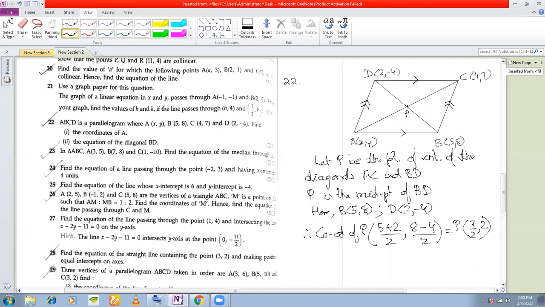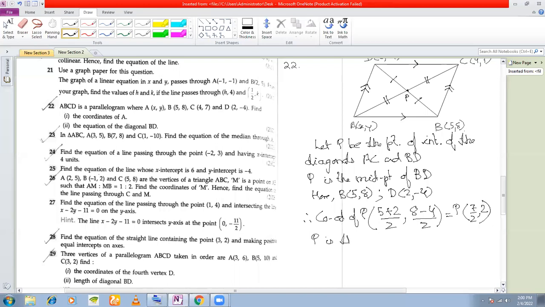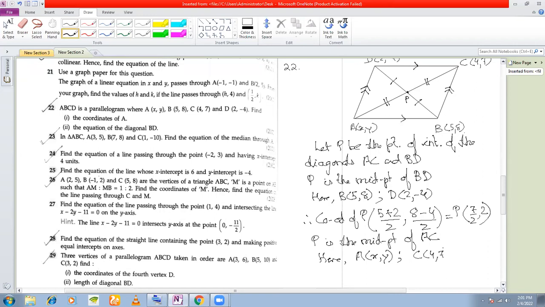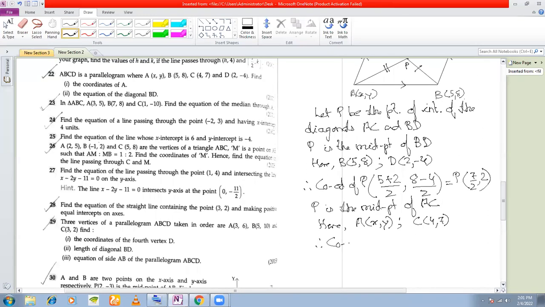Now, P is the midpoint of BD. Also, because the diagonals bisect each other, P is also the midpoint of AC, right? So AP must be equal to PC. So P is the midpoint of AC. And what are the coordinates of A and C? Here A is x, y and C is 4, 7, right? So what should be the coordinates of P in this case? Again apply the midpoint formula: (x plus 4) by 2, (y plus 7) by 2, right?